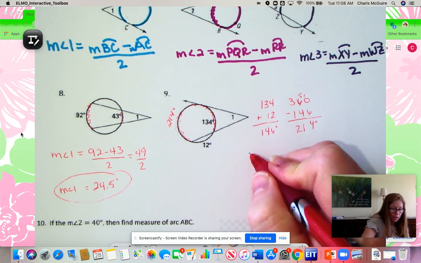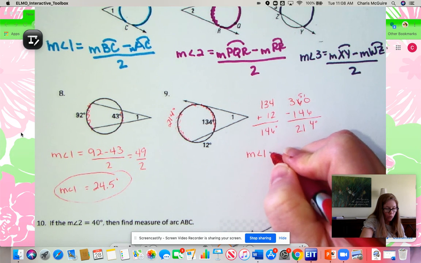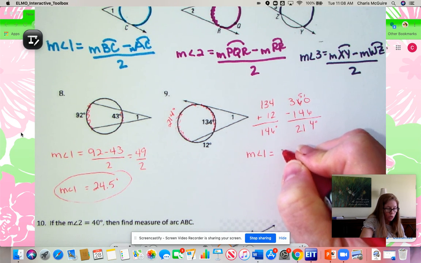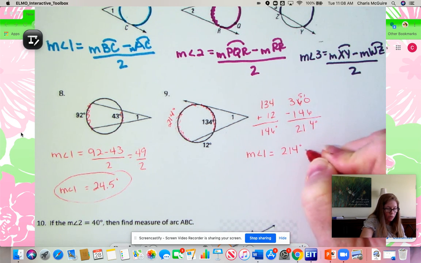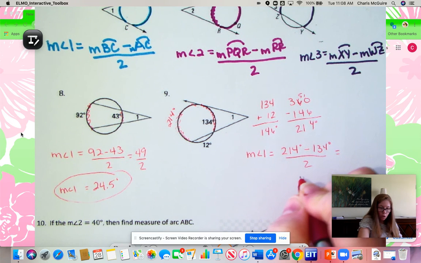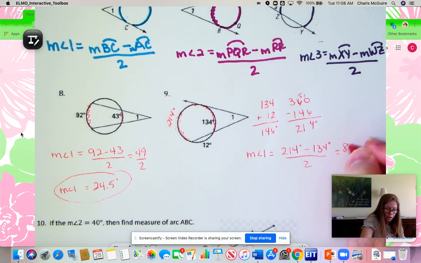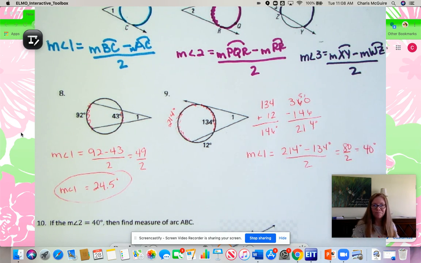All right, so using that whole circle is going to help you find some missing arc measures. And then it should be nice and easy to find the measurement of angle 1. We're going to say 214 degrees minus 134, divided by 2. So the 214 degrees minus the 134 is 80, and 80 divided by 2 is 40 degrees for angle 1.